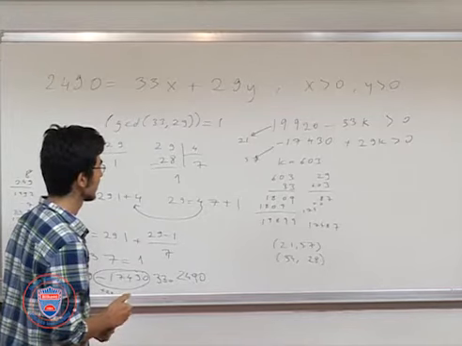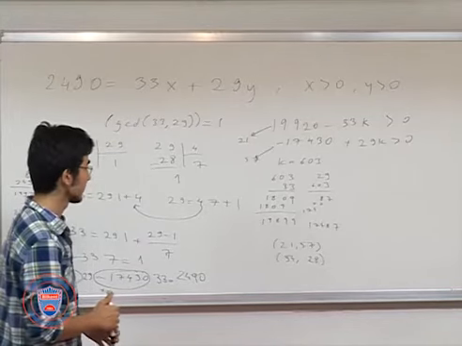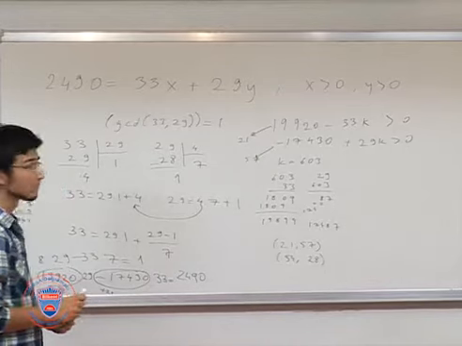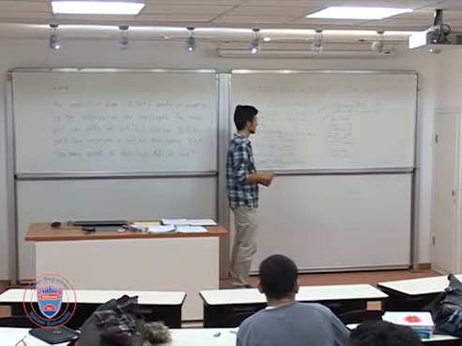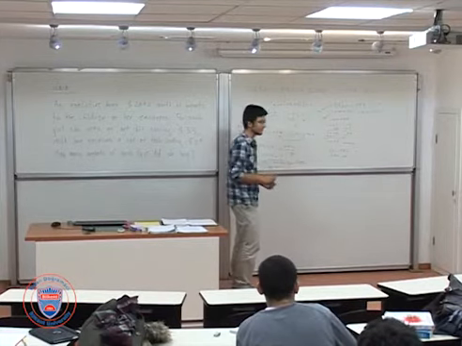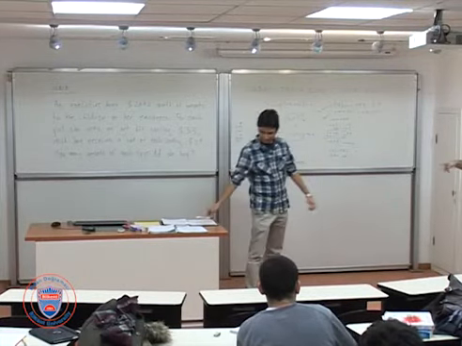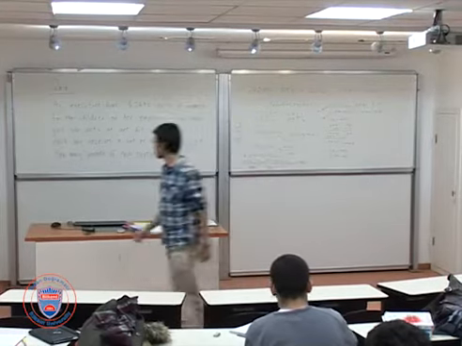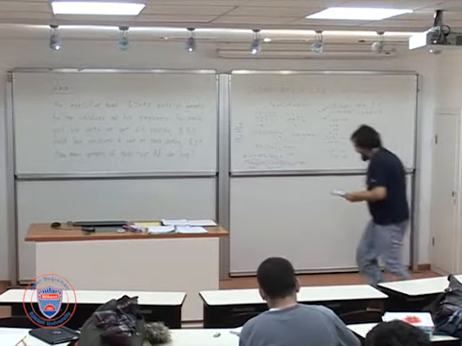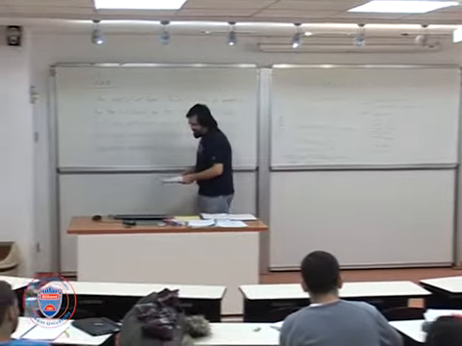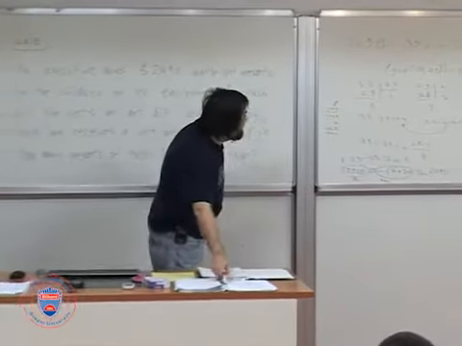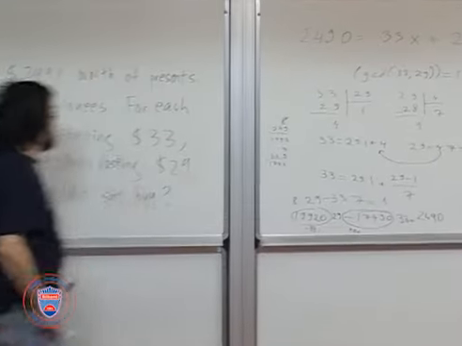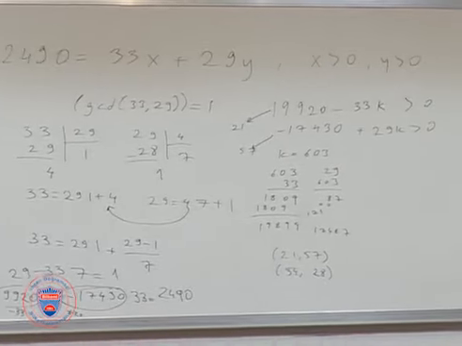Is this what you found? How many people found this pair? Okay, good. So this is the correct answer. Right? Thank you. You have questions? Any questions? No? Okay. So this is one of the typical applications of number theory to finding pairs of numbers that satisfy some distribution.